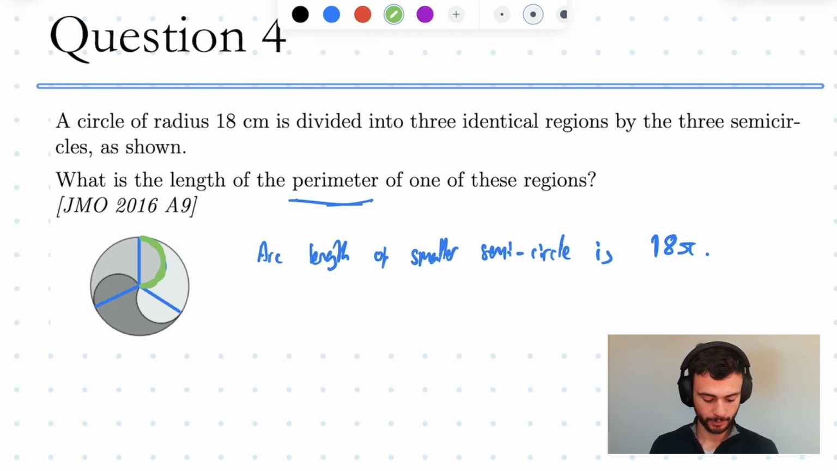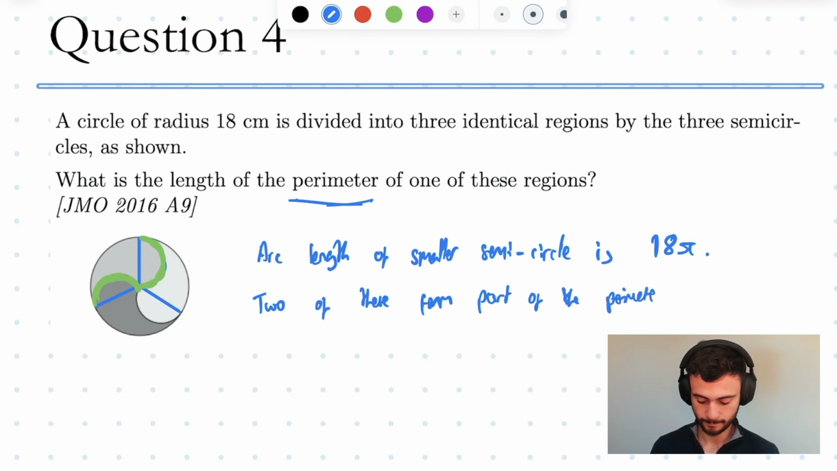Now, we also have this part here, which is going to form part of the perimeter. And of course, because they're all identical, that's going to have the same arc length. So we've got 2 of these forming part of the perimeter. And then we've also got this part of our larger circle.